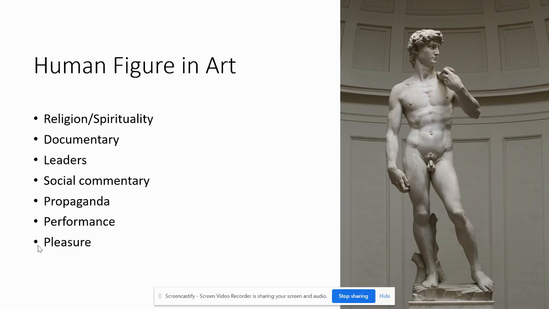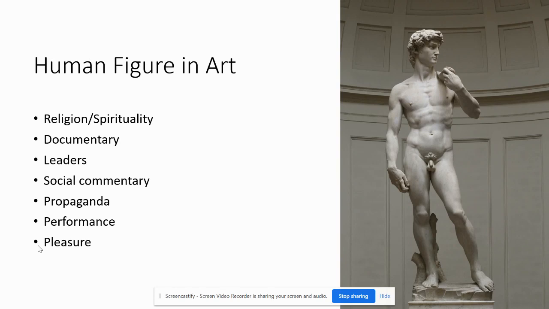But the human figure has been used to bring awareness to socially marginalized groups. It has been used to bring attention to different social issues, as we'll see later on through the unit. Now, it has also been used in propaganda, and this is a huge one, of course.